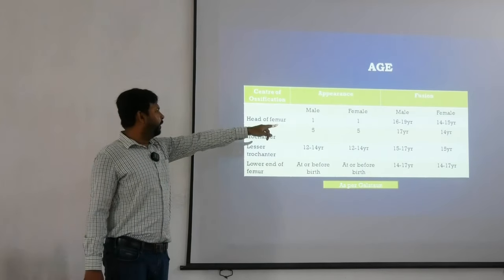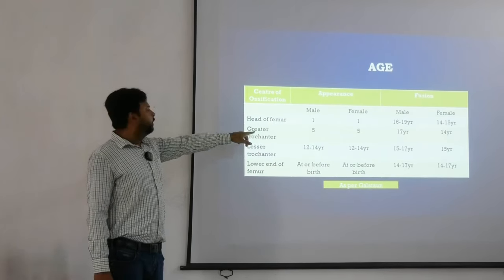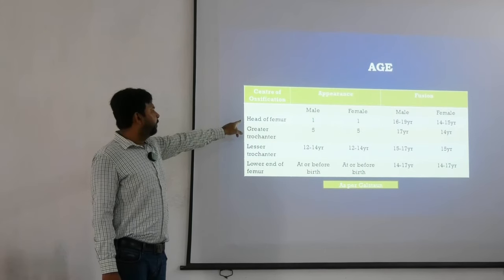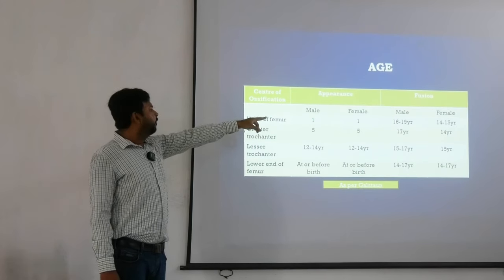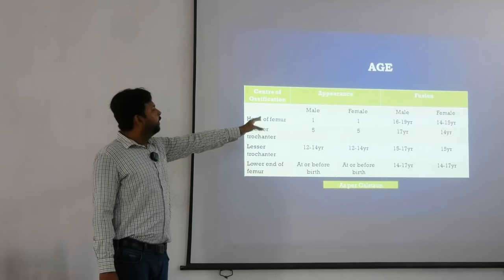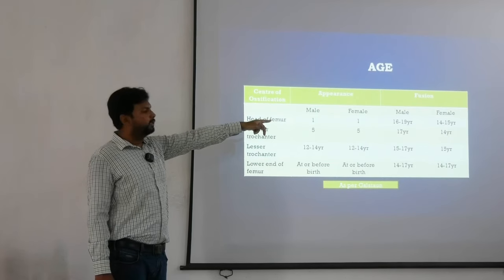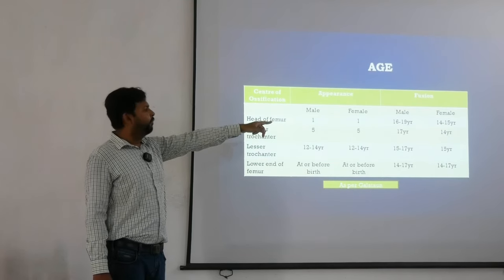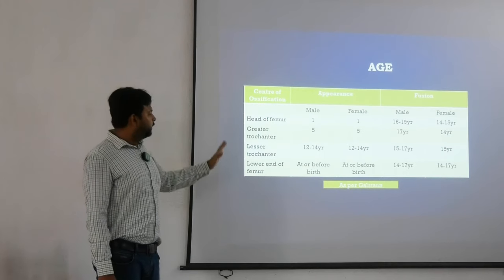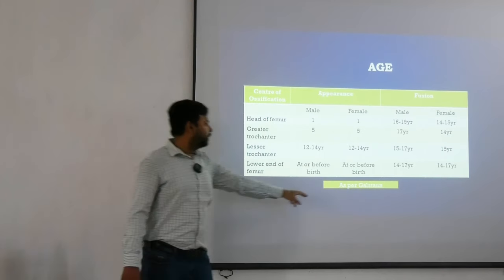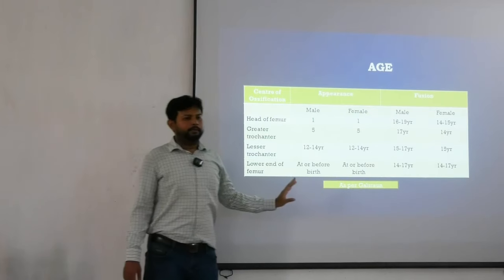For now, you remember all these values. When does the head of femur appear? 1 year. For female also 1 year. Fusion will be male 16 to 19 and female 14 to 15 years. So this is as per Galstaun chart.